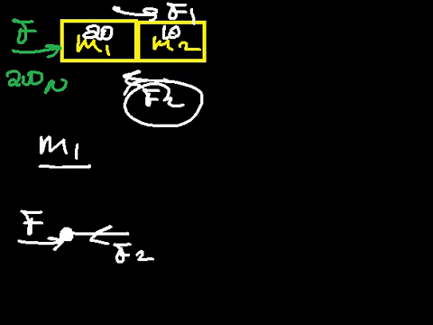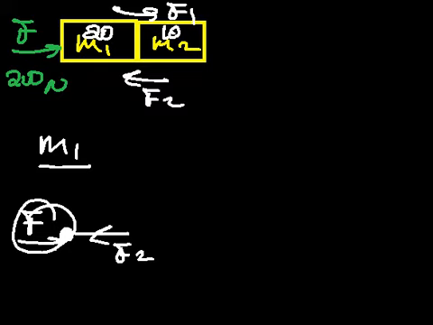So we have F2, the reaction force acting onto this one, and we have this applied force acting onto the object of M1. At the end of the day, the object is moving in this direction. So F2 is acting against the direction of motion, while the applied force is acting in the direction of motion. According to Newton's second law of motion, these forces are the ones responsible for the motion of the object.